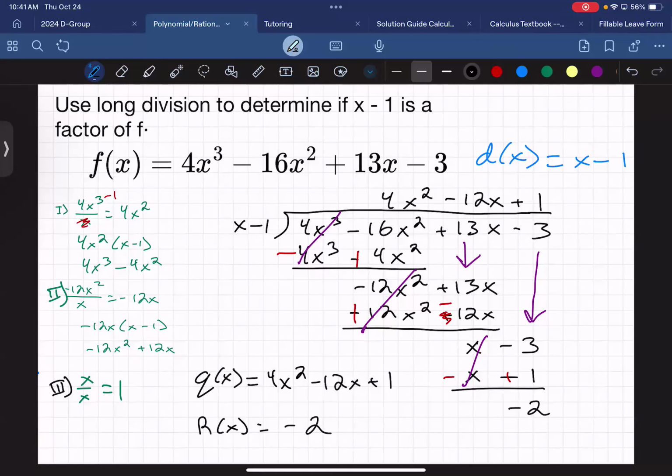Now with that though, my question wasn't to identify the quotient and the remainder. We need to be able to identify. My question is: is x minus 1 a factor of f of x? Is 5 a factor of 21? Why not?